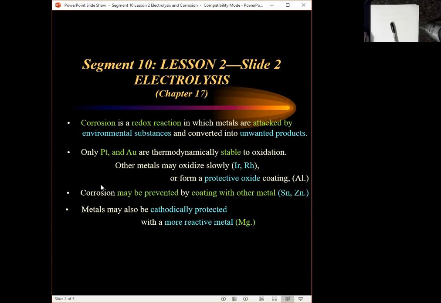And you can protect metals by cathodic protection. That is, you add a more reactive metal, just solder in a wire and attach it to a more reactive metal. And then when corrosion occurs, it'll occur at the more reactive metal instead of at the iron. And magnesium is often used for that.